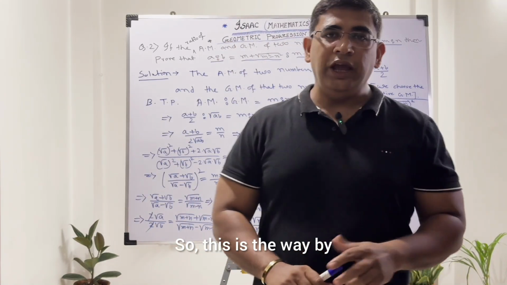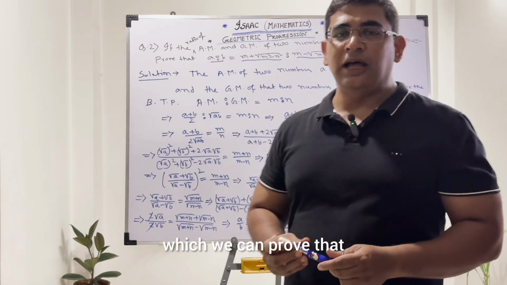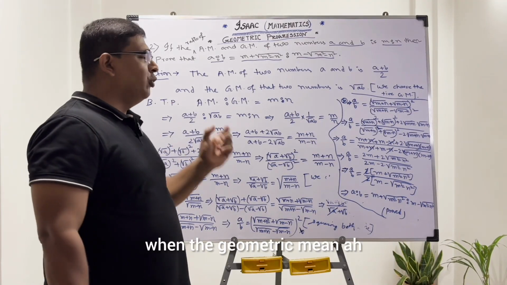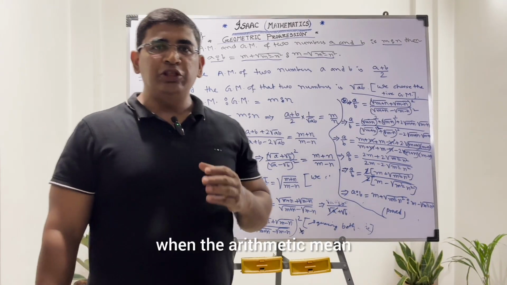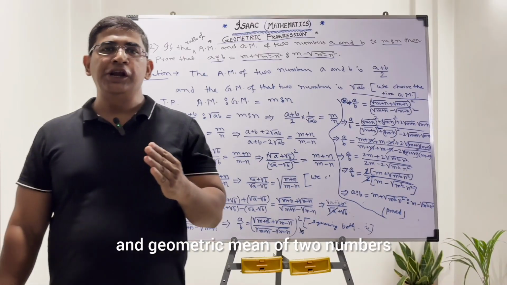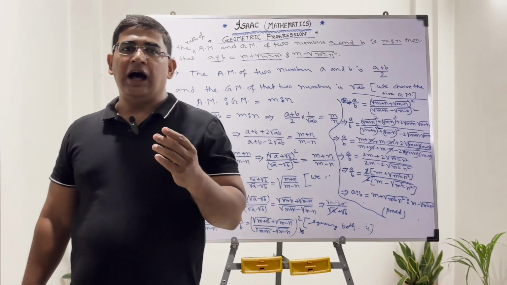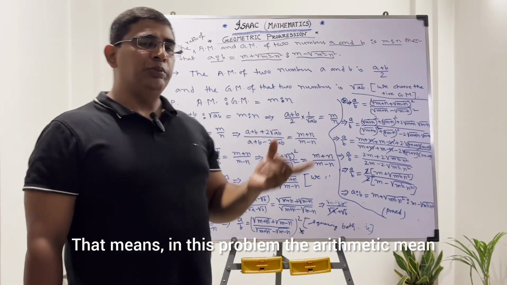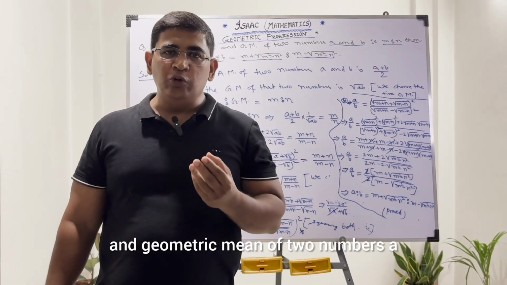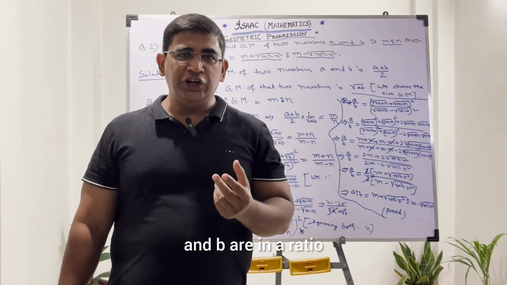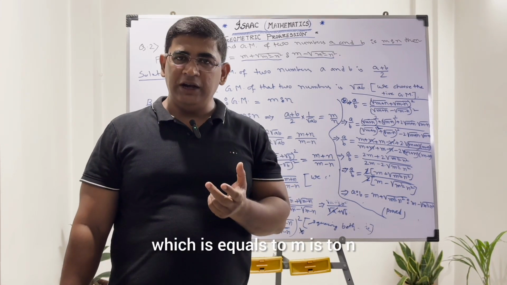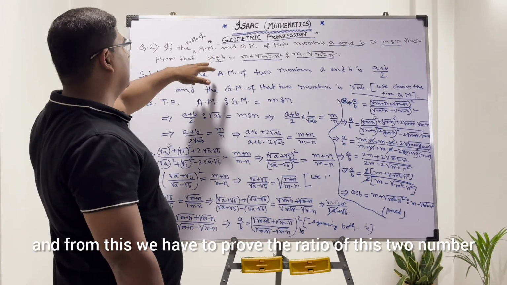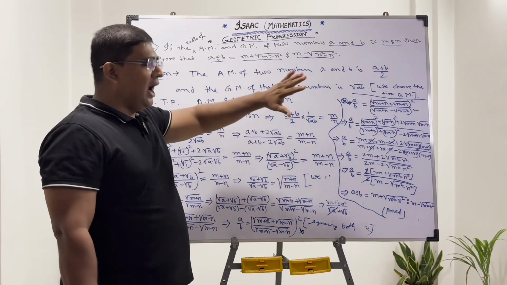So this is the way by which we can prove this. In this problem, the arithmetic mean and geometric mean of two numbers a and b are in a ratio equal to m is to n, and from this we have to prove the ratio of these two numbers, that is a is to b equals to this, and this is the way.